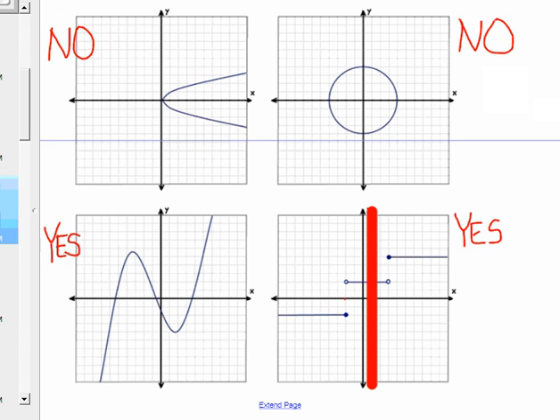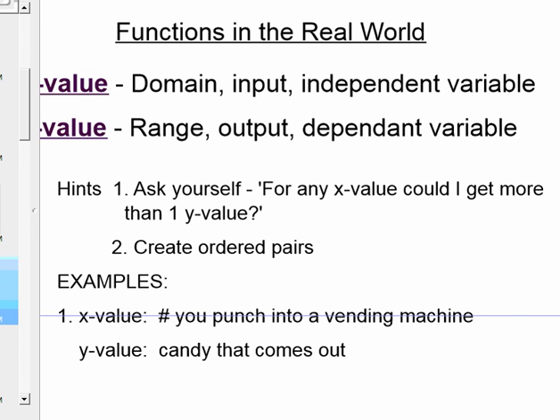Now we want to take a look at some word problems. So I wanted to just redefine our x value and our y value for us. There are some things that we can call it. So our x value in our ordered pair is the domain. We talked about that. We talked a little bit about how it's the input.